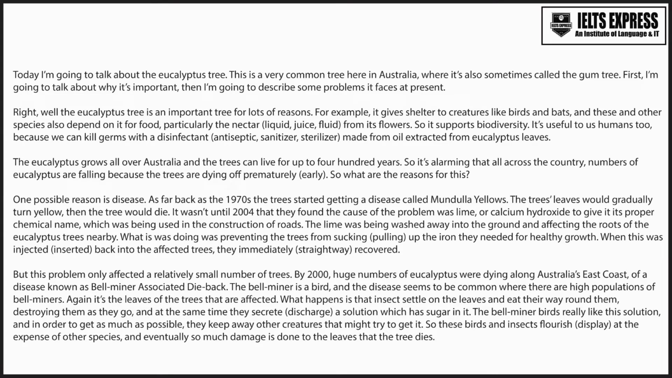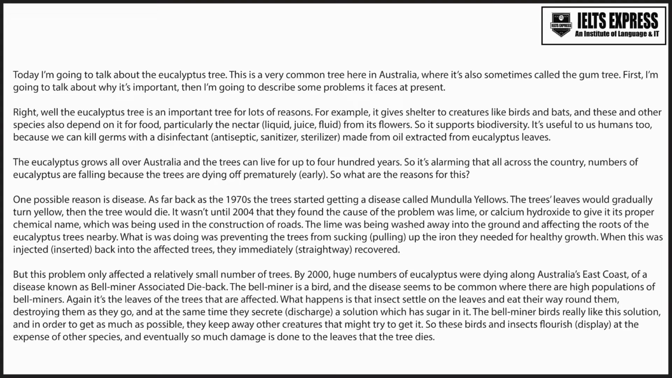What it was doing was preventing the trees from sucking up the iron they needed for healthy growth. When this was injected back into the affected trees, they immediately recovered. But this problem only affected a relatively small number of trees.